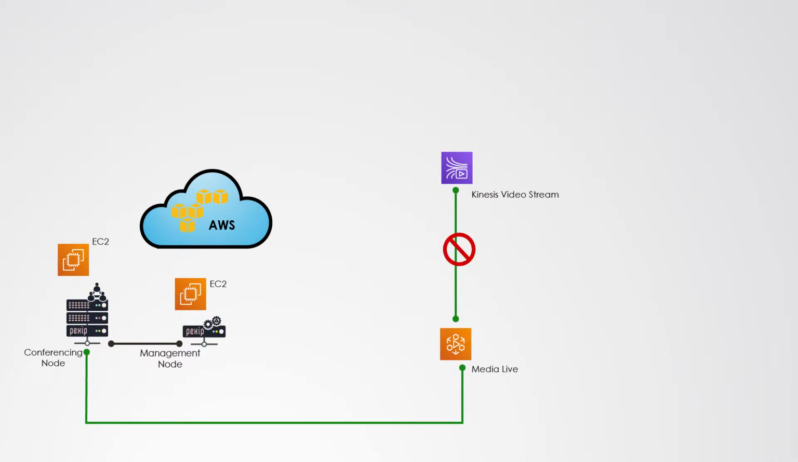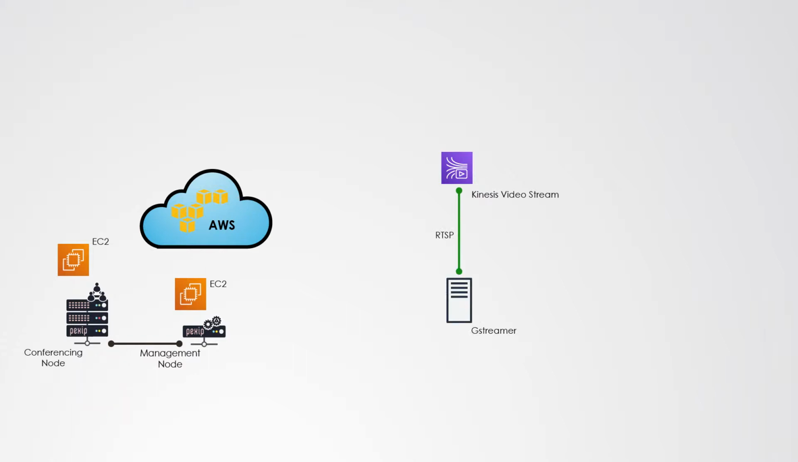To start with, KVS does not work with AWS's own streaming service, MediaLive. I find this unbelievable, but I'm not in charge of AWS strategy. To push media into KVS, you have to embed the provided SDK into your application, which I obviously can't do with the Pexip Infinity server. In such a case, you have to use the GStreamer application and use the KVS plugin to output the video into KVS. So first of all, I need to install that on a server.